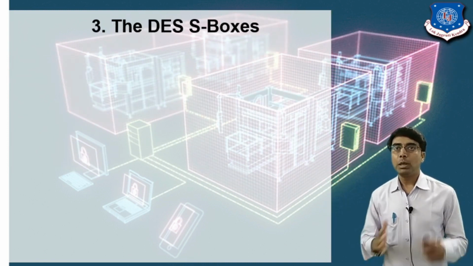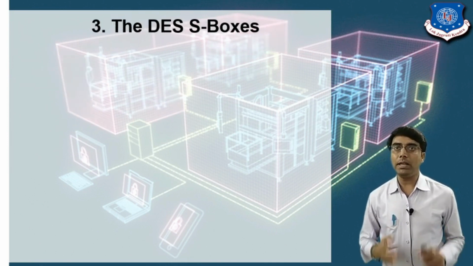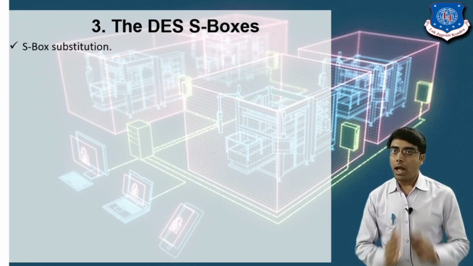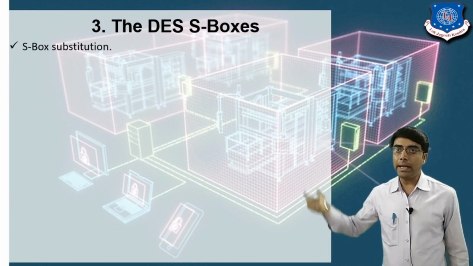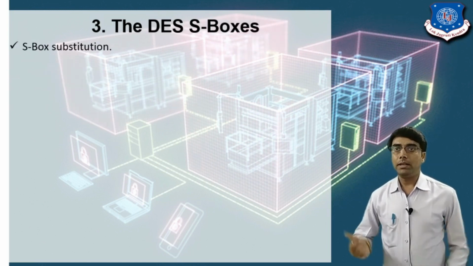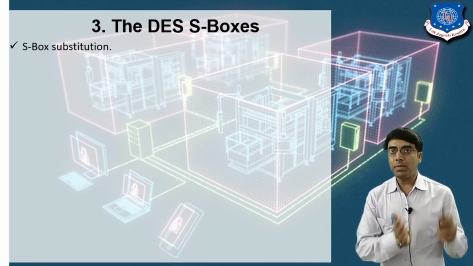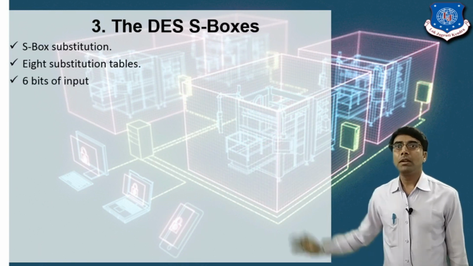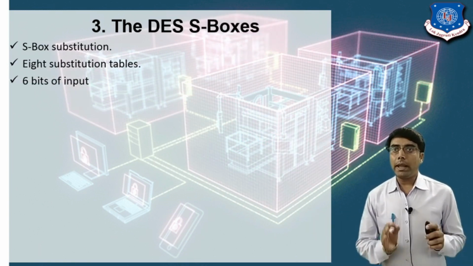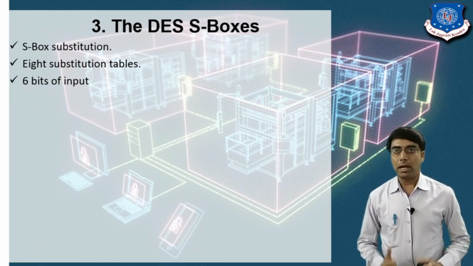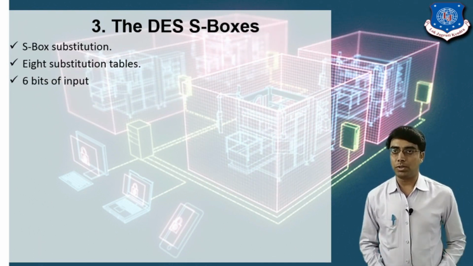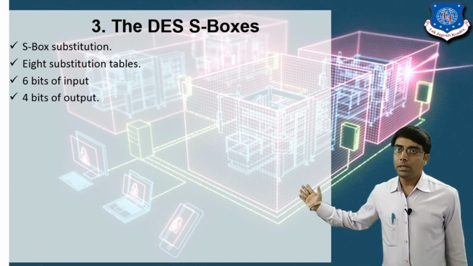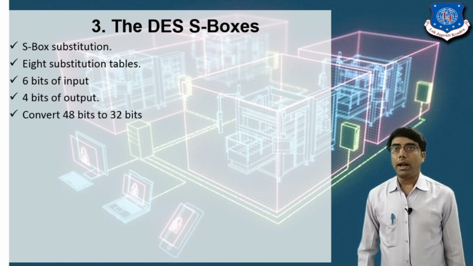Now in the third step, DES S-boxes. Why do we need S-boxes? The first S-box substitution I already discussed. In total there are 8 S-box substitutions, and each S-box has a 6-bit input and a 4-bit output. So there are 8 substitution tables, and each substitution has a different type of table. Six-bit input, four-bit output, and convert.